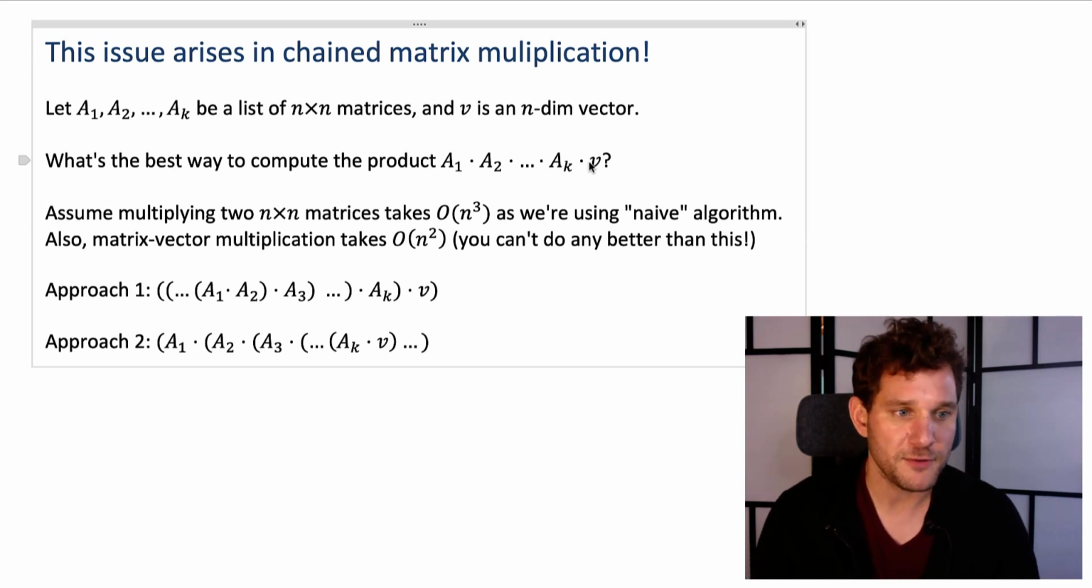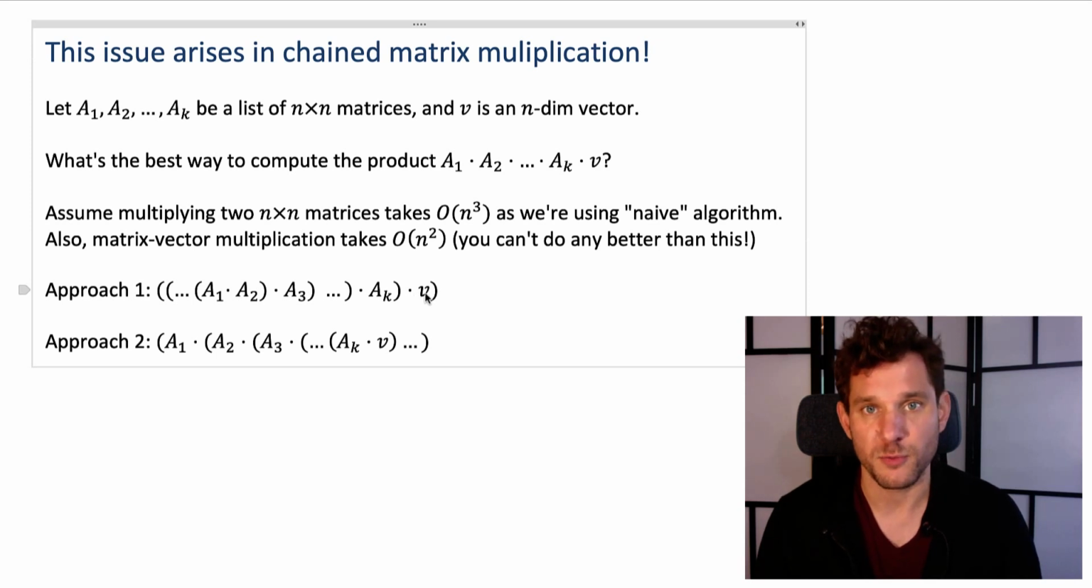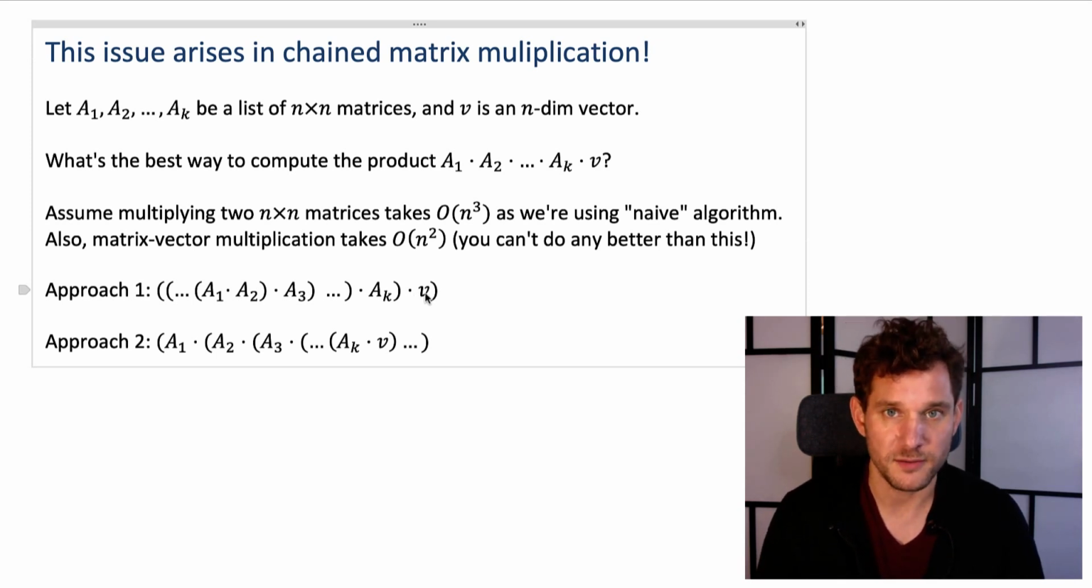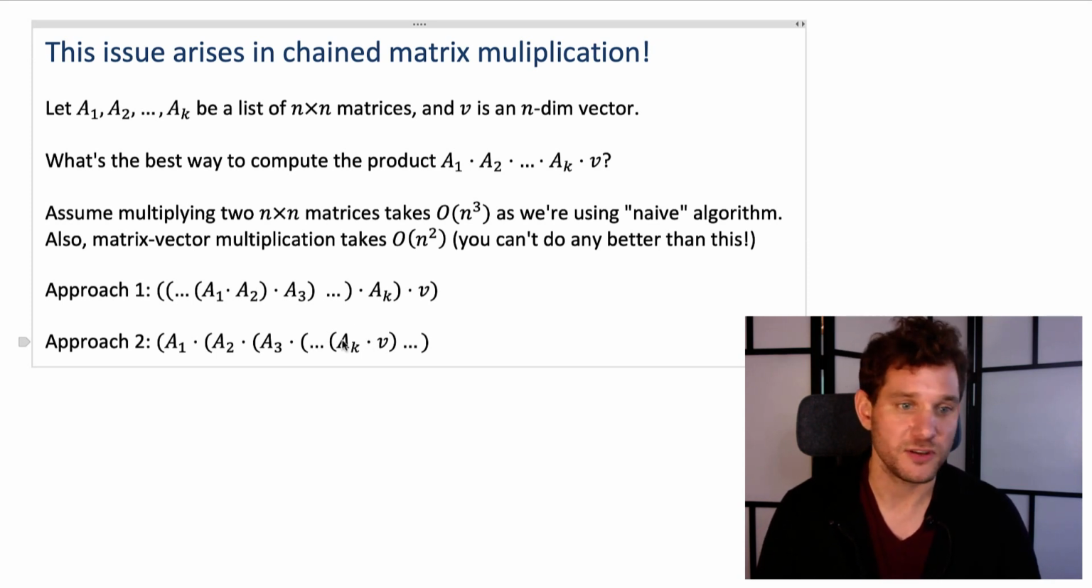So if you decide to go with approach 1, first you multiply A1 times A2, and then you multiply that by A3, and you multiply that by A4, and so on and so forth. You end up multiplying the first k matrices together, and then you do the vector product at the end. The alternative is you take AK times V, right? That's a matrix vector multiplication. And then you take AK minus 1 times that, which is again a matrix vector multiplication, and so on and so forth. Those are the 2 methods you could use.